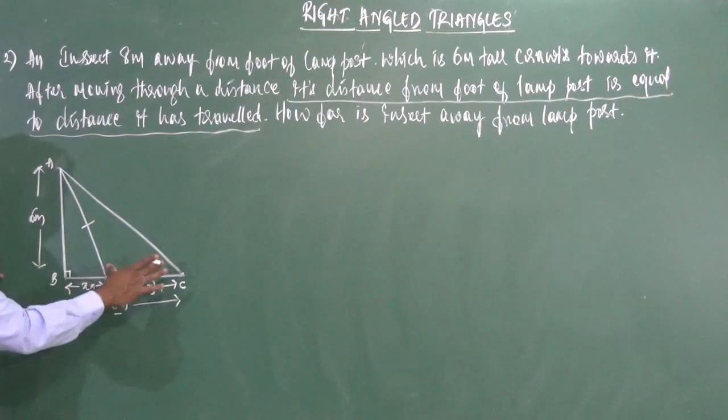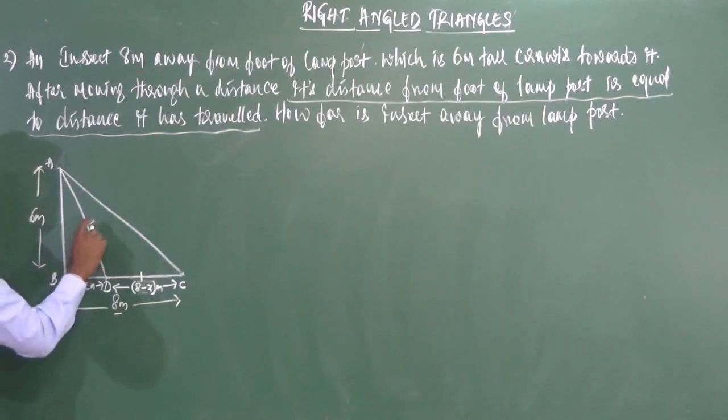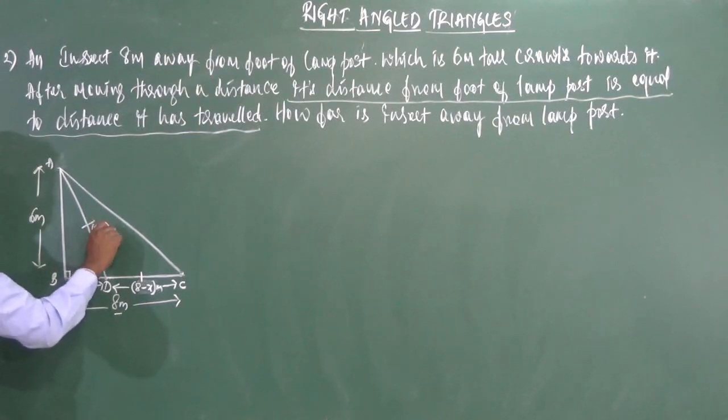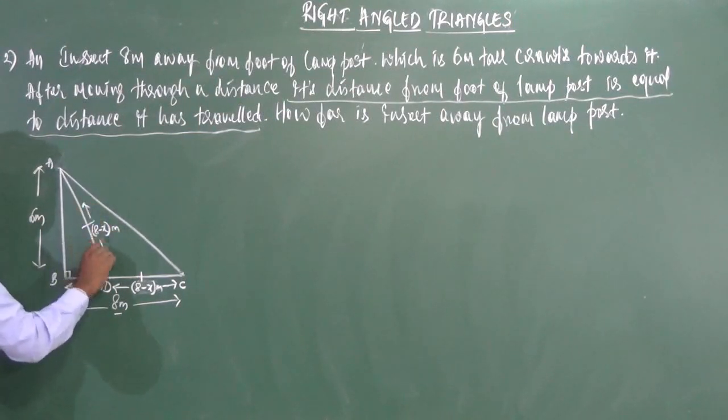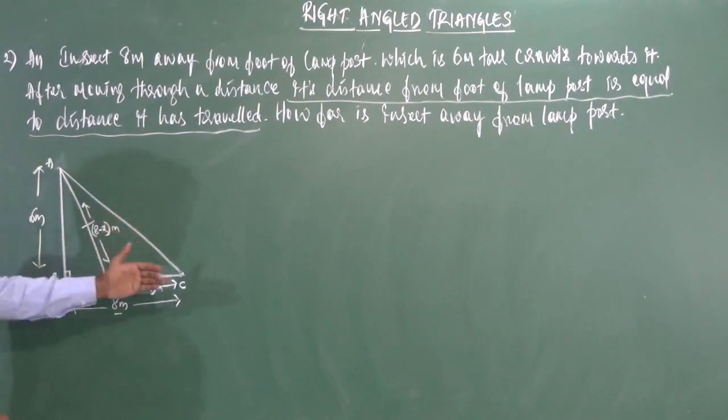Right. So now, as this distance is equal to the distance of the insect from the top of the lamppost, therefore this distance is taken as 8 minus x meters. So now, I hope you can write your own language of introduction here.